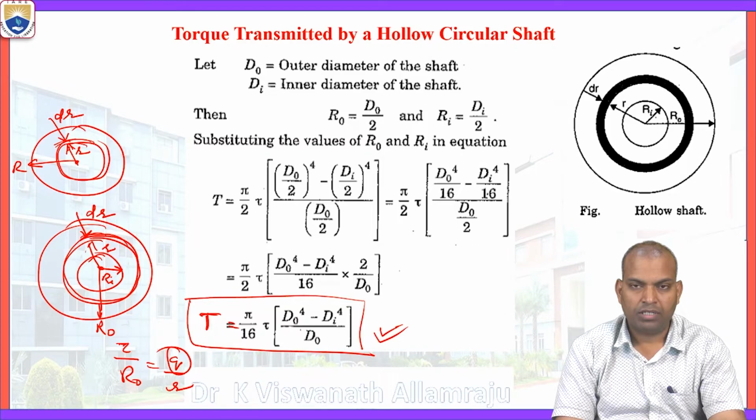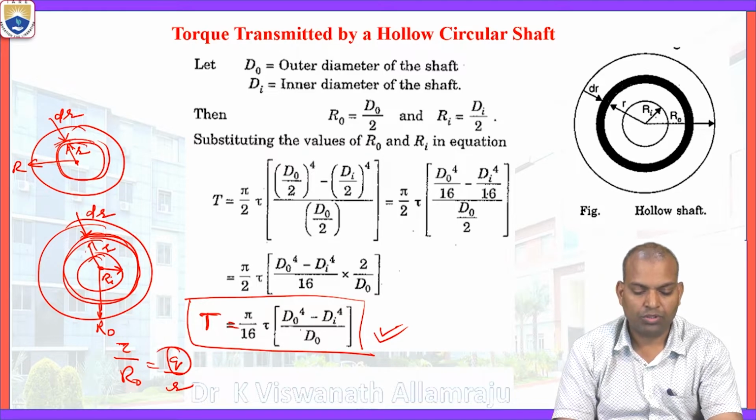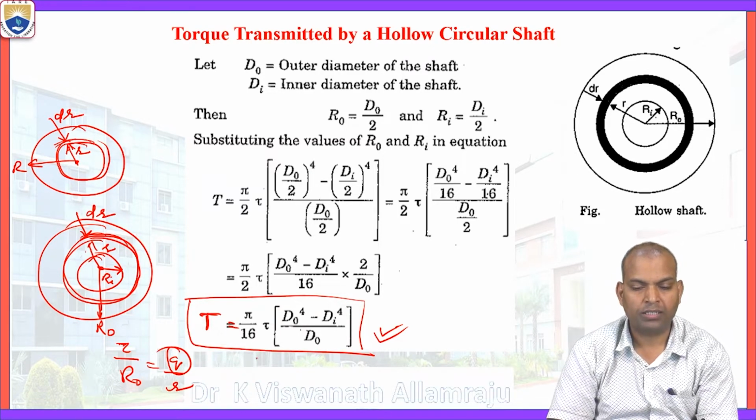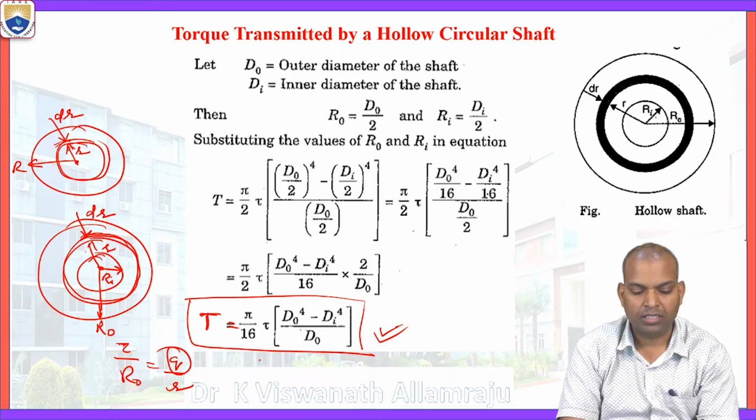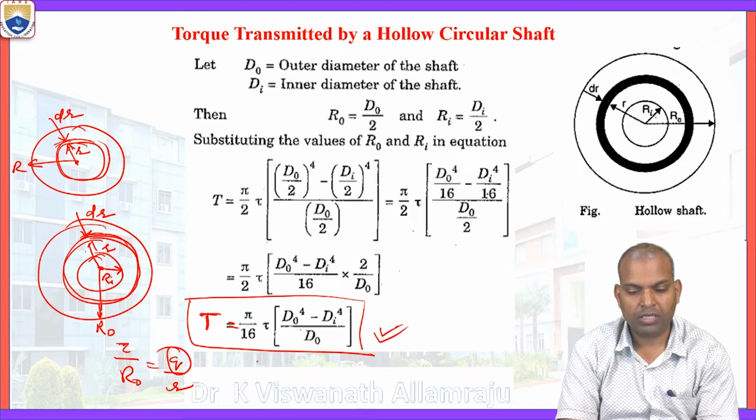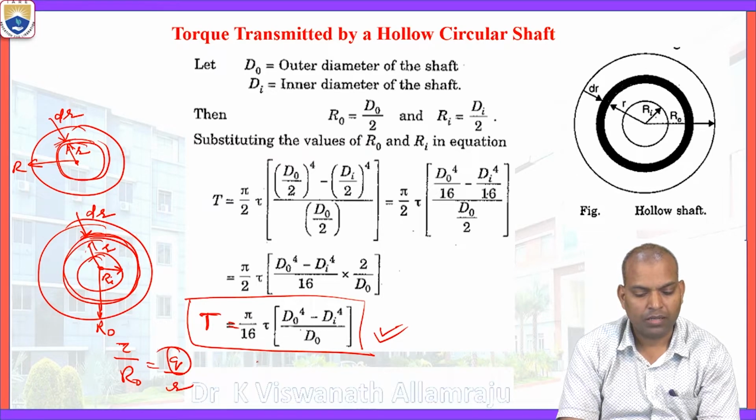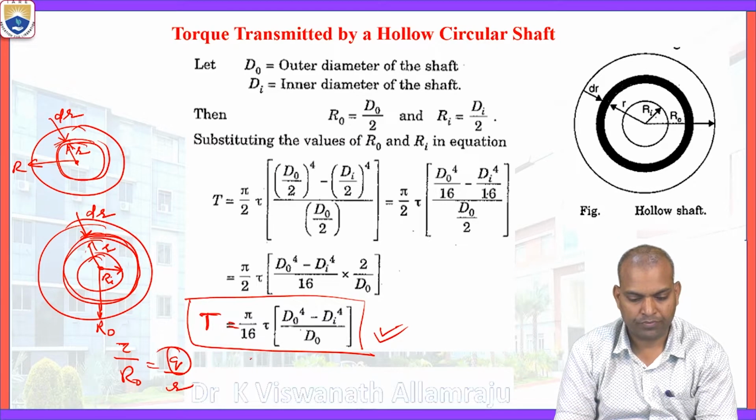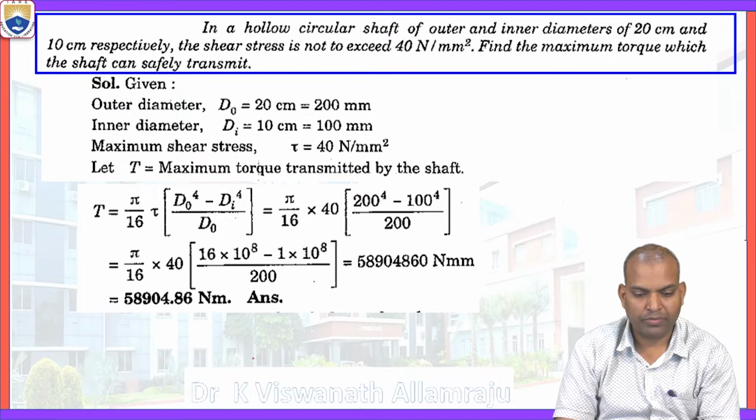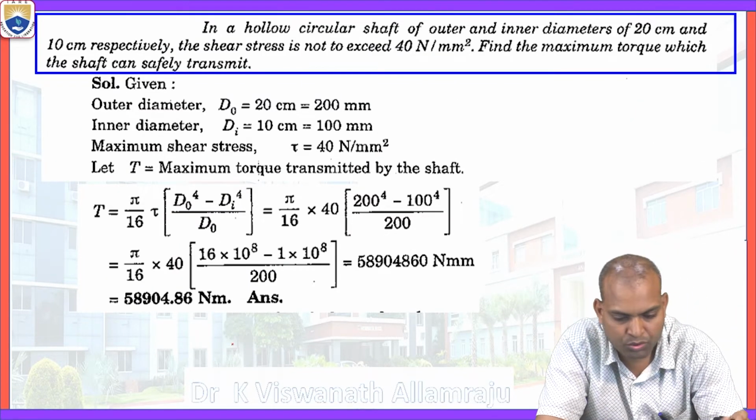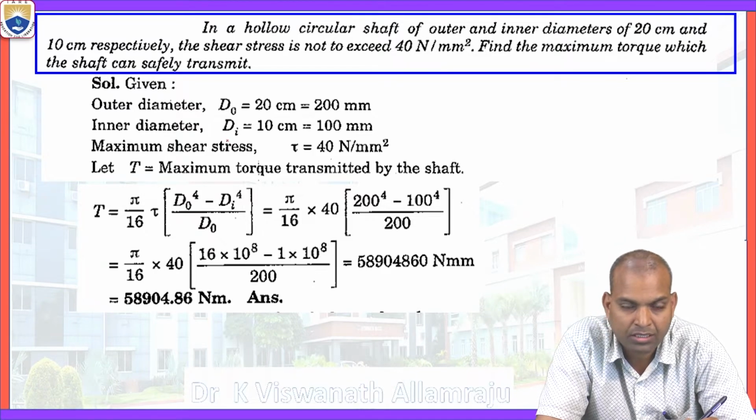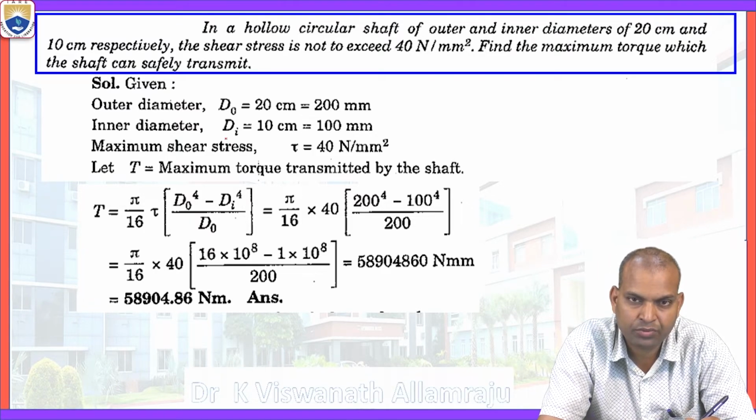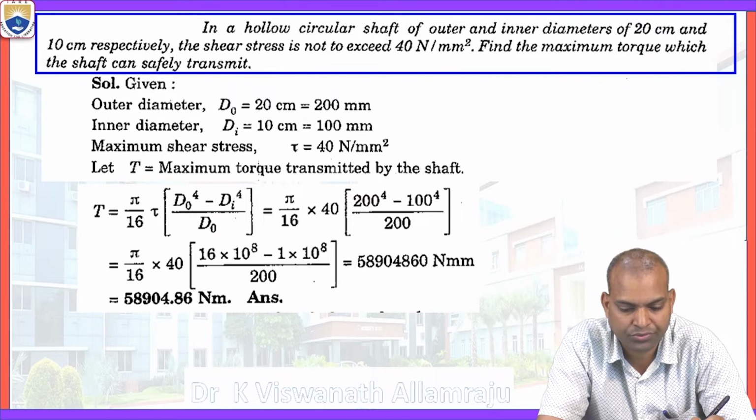Let us recapitulate. In order to solve the problems, we use the formula derived here, that is the torque of a hollow circular shaft, pi by 16 times tau times do power 4 minus di power 4 over do. Now let us solve the problems to understand how the formula is to be applied, in such a way that we can calculate the given objectives.